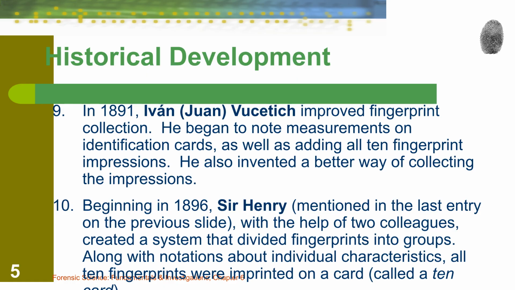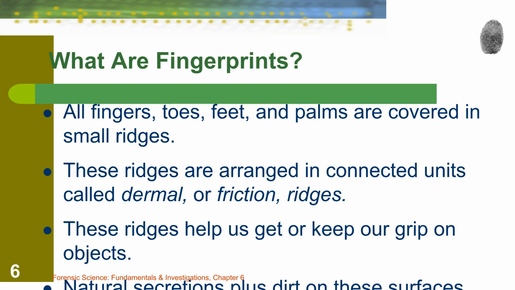Then, in 1896, Sir Henry and his colleagues created a system to group fingerprints. This system, also using 10 cards with individual characteristic notations, formed the basis for modern fingerprint classification. All fingers, toes, feet, and palms are covered in small dermal or friction ridges that help us grip objects. These ridges are arranged in connected units. When we touch objects, natural secretions and dirt leave behind an impression, which is what we call a print.